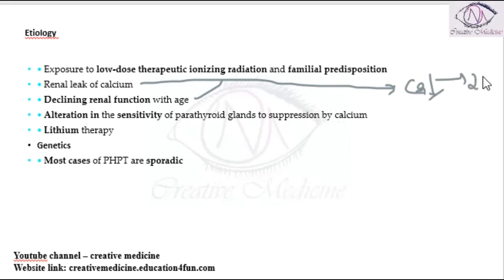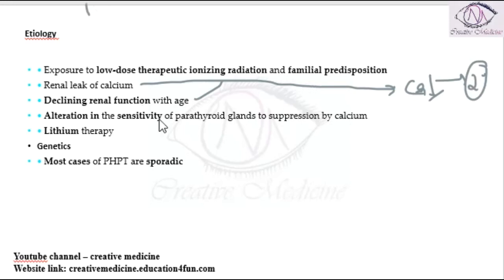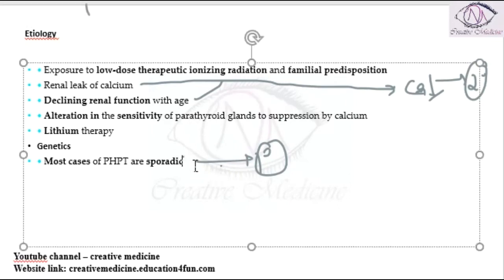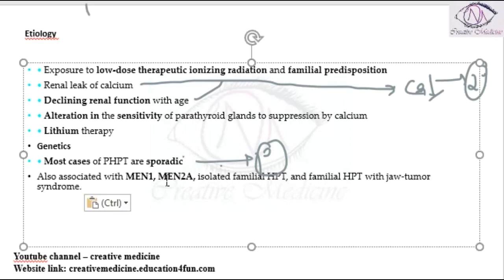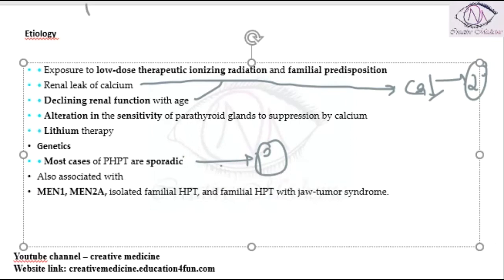Actually these are most commonly secondary causes of hyperparathyroidism. The most common primary cause of hyperparathyroidism is mainly genetic, which is sporadic in nature. This hyperparathyroidism is also associated with other genetic syndromes, like MEN 1 syndrome.